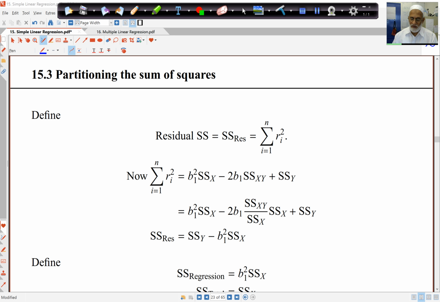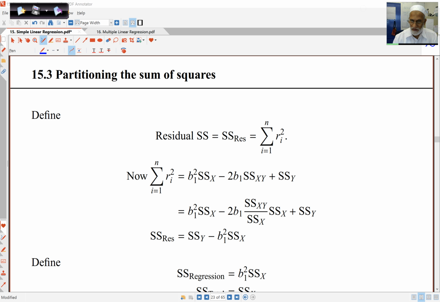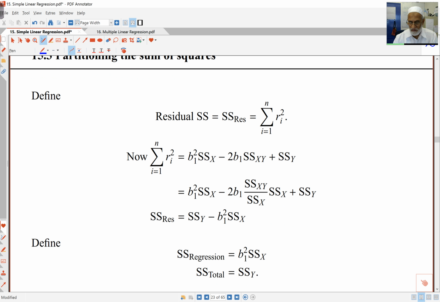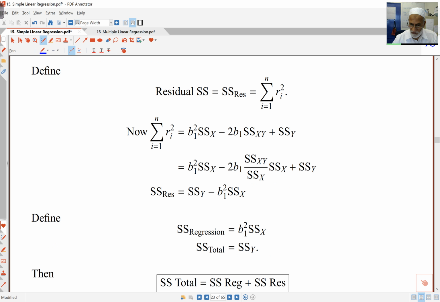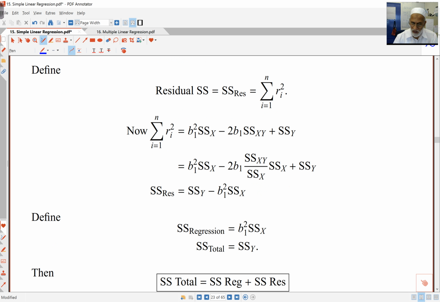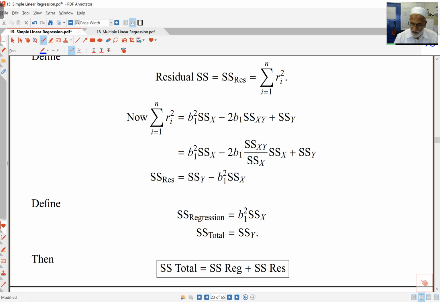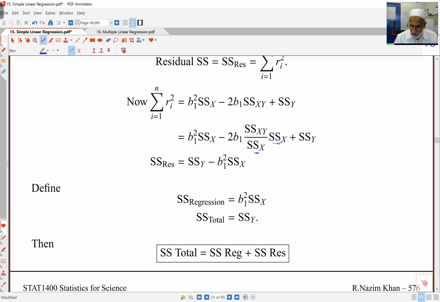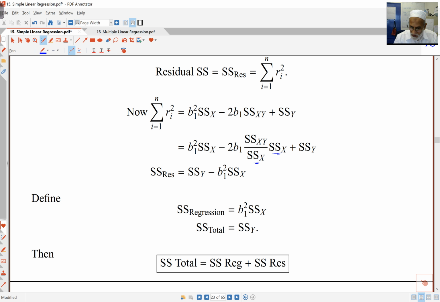So here, exactly as with ANOVA, we'll partition the sums of squares so that we can get some kind of idea of hypothesis testing. The residual sum of squares that we had defined previously was the sum of r_i squared, which we had written as B1 squared SSX minus 2 B1 SSXY plus SSY. If I rewrite this, all I've done is take the second term and multiply and divide by SSX. And so what happens over here is SSXY over SSX is B1.